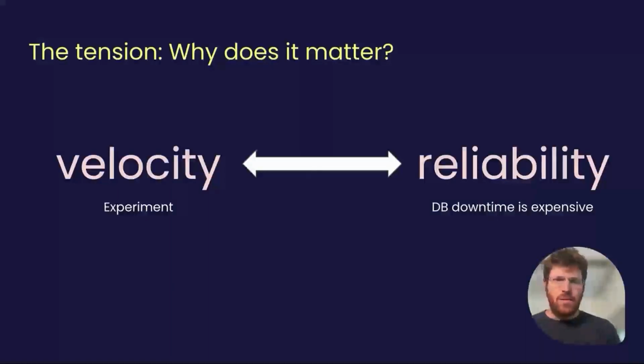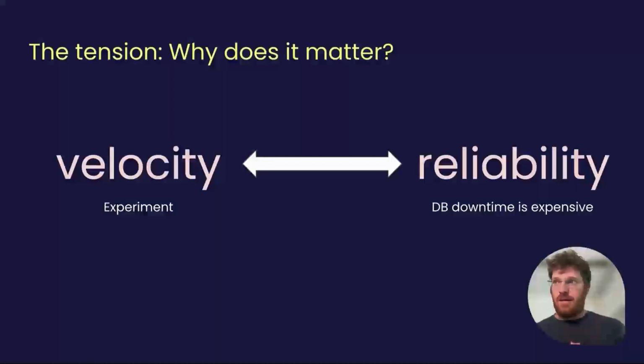Okay, but why should we care? Why should we even be talking about making database schema changes more reliable? For many teams, there is an inherent trade-off between velocity, how fast they can make changes to their database, and the reliability of their service.